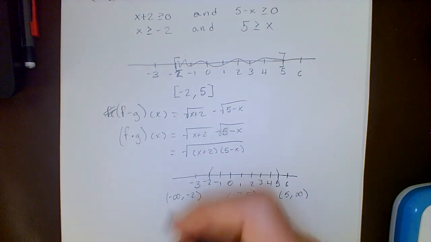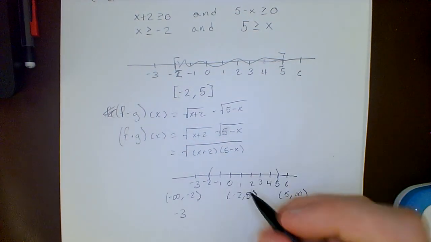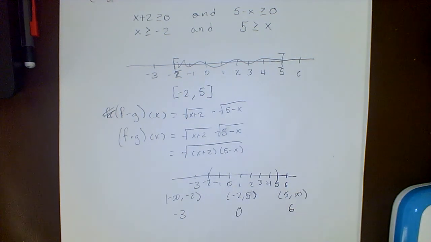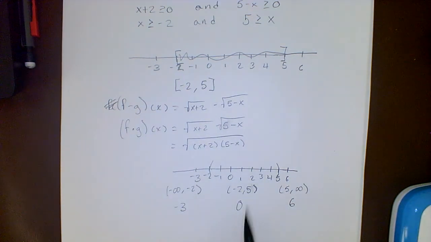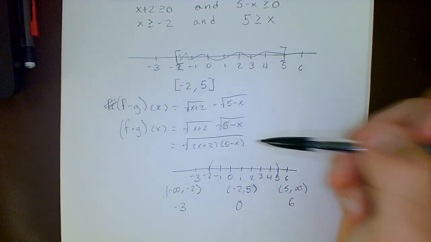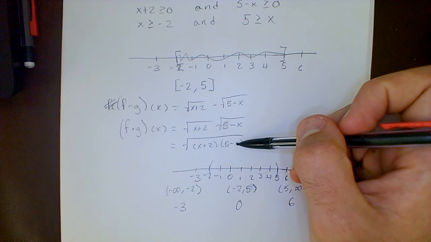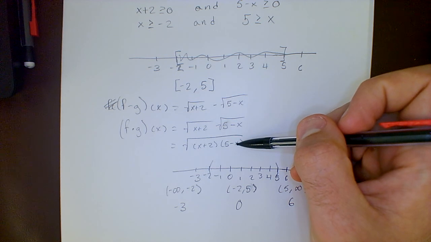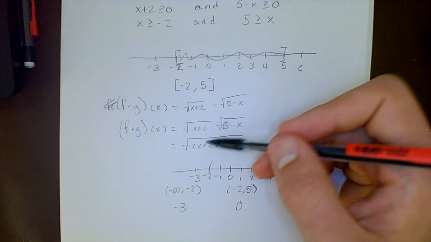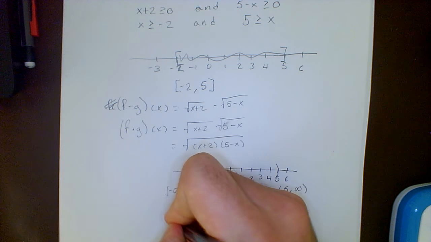Right, so we pick our test points. They could be any number in the interval. I'm just picking some of them. So if I put a -3 in here, -3 plus 2 is a negative number. 5 minus -3 is a positive number, 5 plus 3. So we have 8 times -1. That's a negative number in here, so it's undefined.